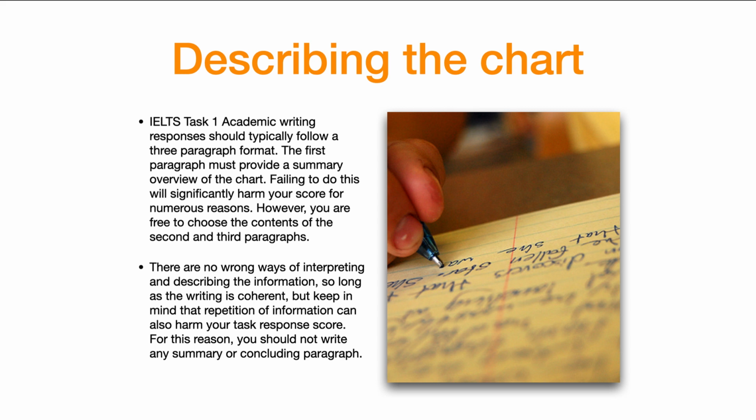There are no wrong ways of interpreting and describing the information, so long as the writing is coherent, but keep in mind that repetition of information can also harm your task response score. For this reason, you should not write any summary or concluding paragraph.